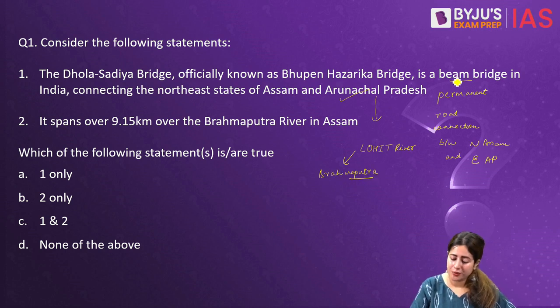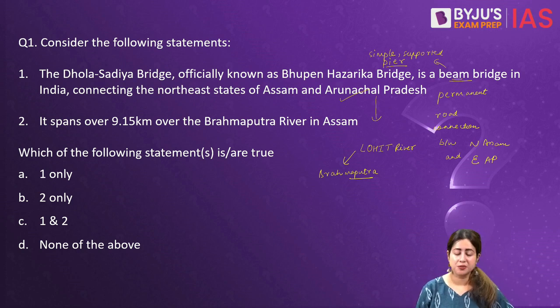It happens to be a beam bridge. Now, what is a beam bridge? A beam bridge is the simplest structure of bridge form. It's a very simple construction where the entire bridge is supported on many piers. Piers are like pillars. They can also be known as abutments. So that is a simple bridge. And yes, the first statement is valid here.